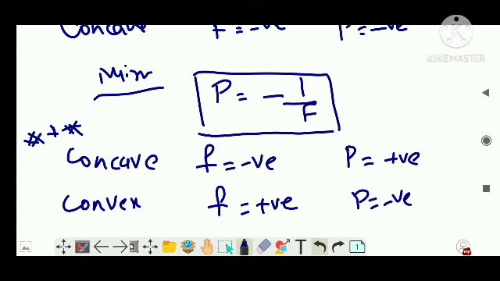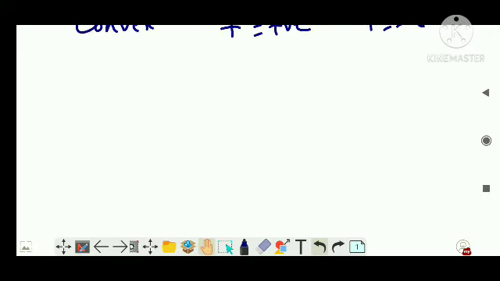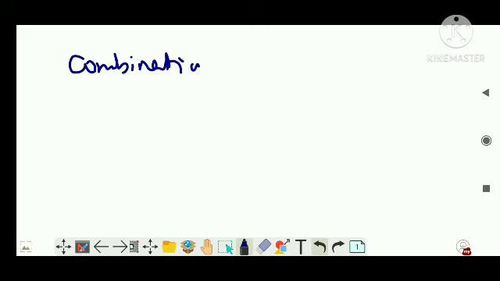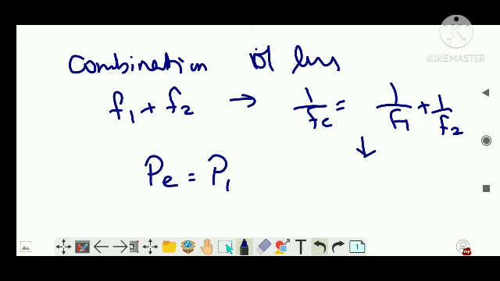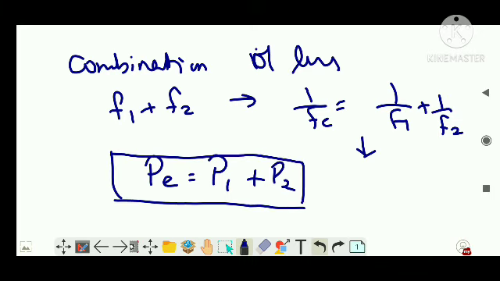Right, so in the case of power, there is only one more topic, that is combination of lenses. So when there are two lenses with two focal lengths and they are combined, I know that 1 by Fe is equal to 1 by F1 plus 1 by F2. Now I can rewrite this equation. 1 by Fe is the equivalent power, 1 by F1 is the power of the first lens, plus the power of the second lens. So equivalent power is just equal to the sum of individual lenses' power. Right, simple. Right, these are all your CBSE board topics.